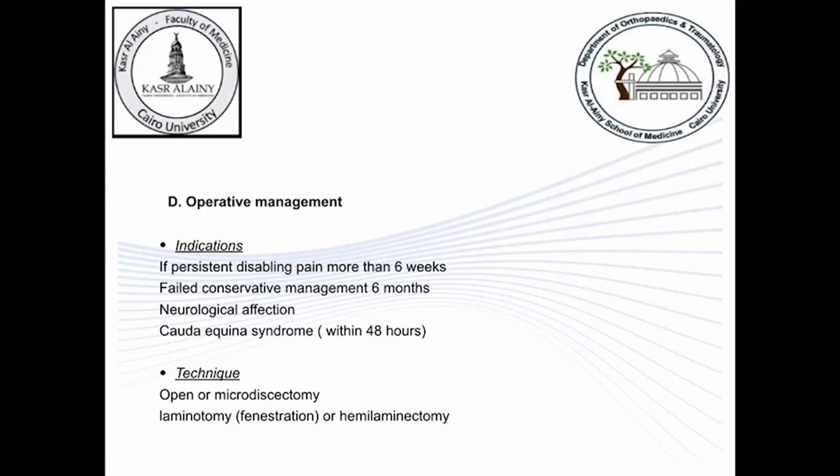How to do it? You can do either open discectomy, microscopic discectomy, or using the endoscope. And regarding the technique, you can do laminotomy or fenestration, hemilaminectomy, and in rare cases, we'll need to do laminectomy or wide decompression facet to facet.